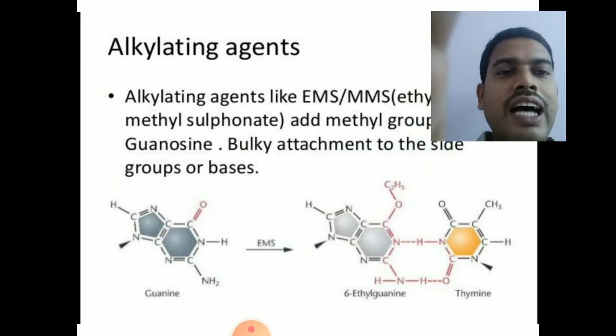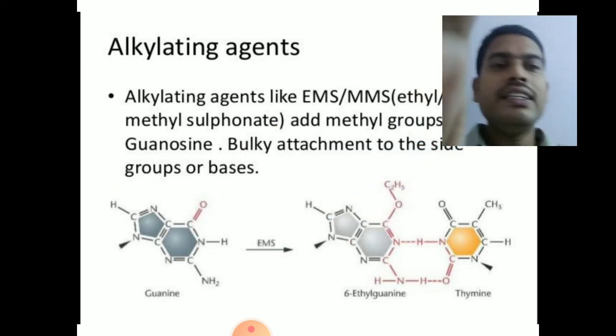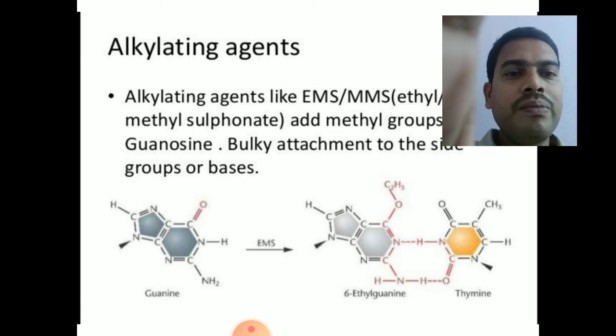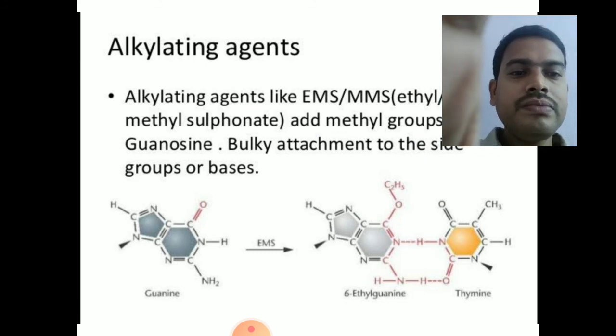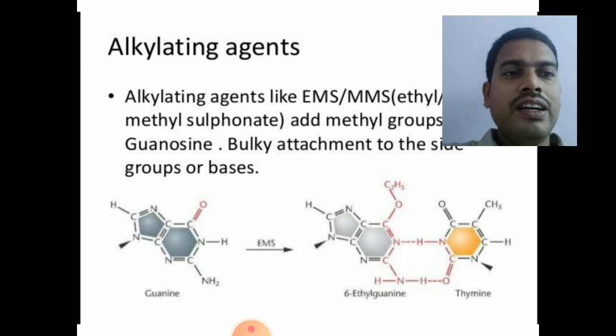The next one is alkylating agents. Alkylating agents are ethyl methyl sulfonate and methyl methyl sulfonate. Here also the base pairing will change. Guanine will bind with thymine and adenine will bind with cytosine, and vice versa. It does not follow the Watson-Crick base pairing because of these bulky groups, ethyl methyl sulfonate and methyl methyl sulfonate.